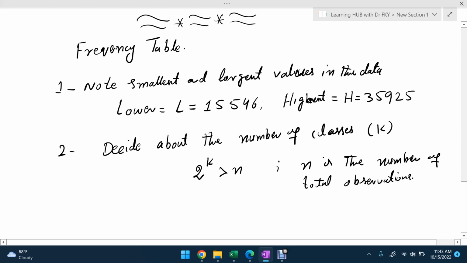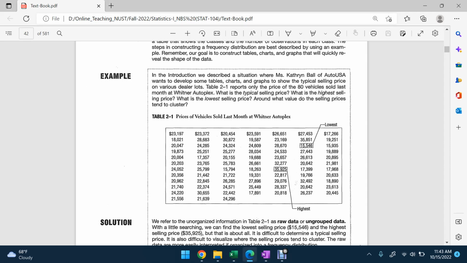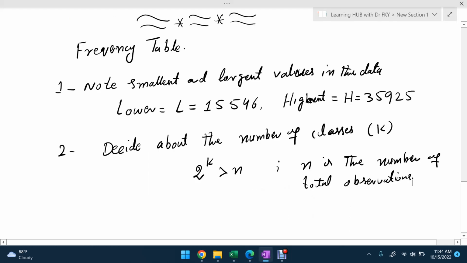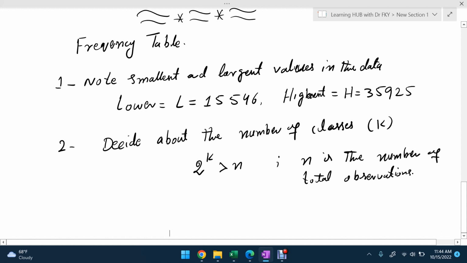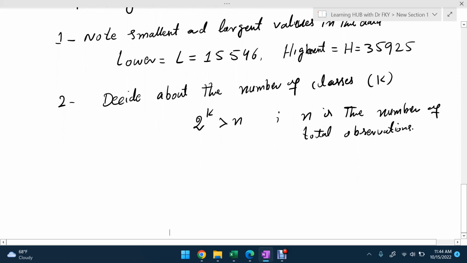So you should know the total number of observations. In this particular problem, we have 80 observations, but you should know about your own problem because this is important. You need to decide the number of intervals, and you can decide this only when you know the sample size, that is, n. In this problem, n is equal to 80.